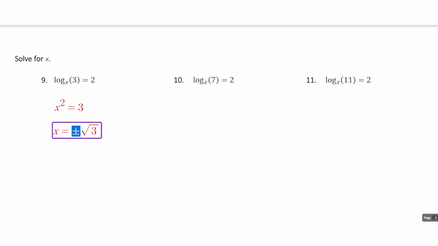Okay, so we're going to disregard the negative solution here as an extraneous solution and only keep the positive root 3. So our answer is just positive root 3.